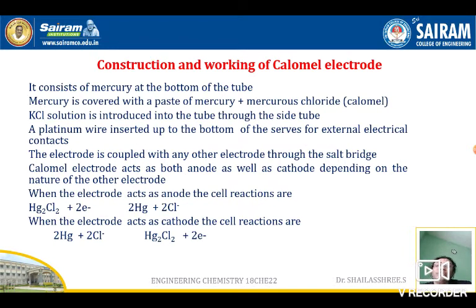Next, construction and working of the calomel electrode. The electrode consists of mercury at the bottom of the tube. The mercury is covered with a paste of mercury and mercurous chloride. The commercial name of mercurous chloride is calomel, and the KCl solution is introduced into the tube through the side tube. A platinum wire is inserted up to the bottom of the electrode and serves for external electrical connections. The electrode is coupled with any other electrode through a salt bridge, and the calomel electrode can act as both cathode and anode, depending on the nature of the other electrode.